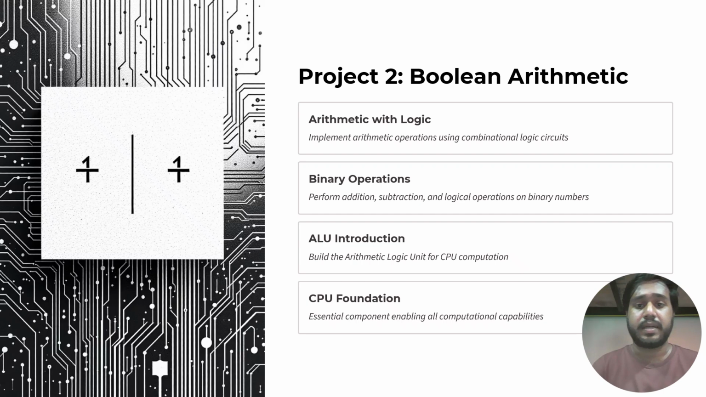In this project, we implement arithmetic operations using logic gates. Binary numbers are processed using logic gates instead of traditional arithmetic operations. This leads to building the Arithmetic Logic Unit, the ALU. The ALU is the key component that allows the CPU to perform calculations.